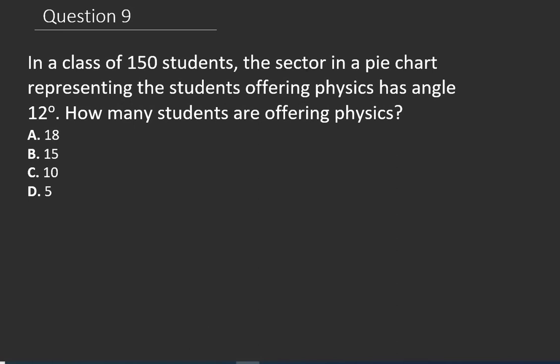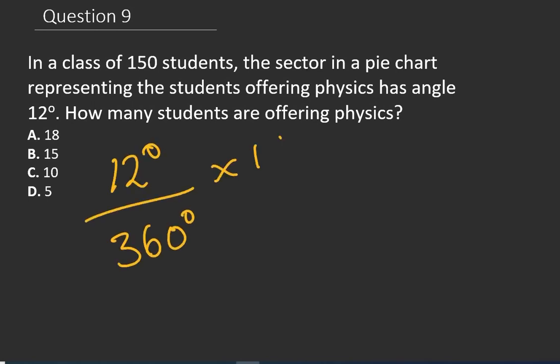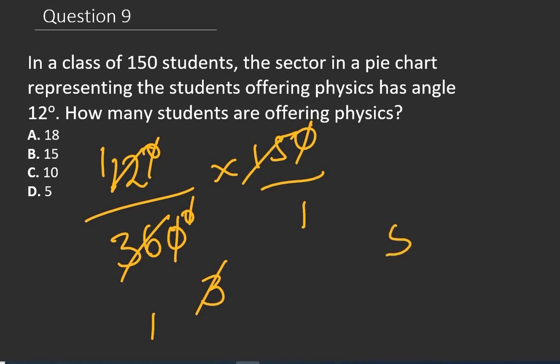In a class of 150 students, the sector in a pie chart representing the students offering physics has angle 12 degrees. How many students are offering physics? Now, a complete circle is 360 degrees. Those offering physics will be represented as 12 degrees over 360 degrees times the total number, which is 150 over 1. Degree cancels degree, 0 cancels 0. 12 into 36 is 3. 3 into 15 is 5. So the right answer is D.